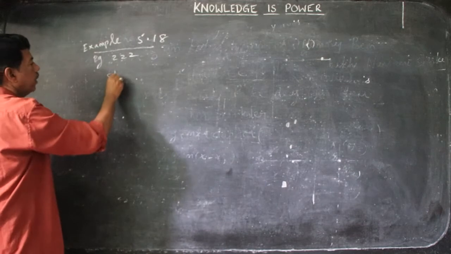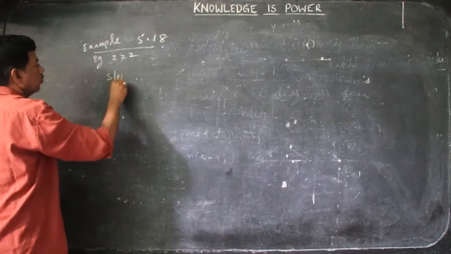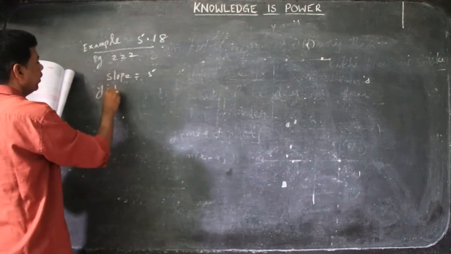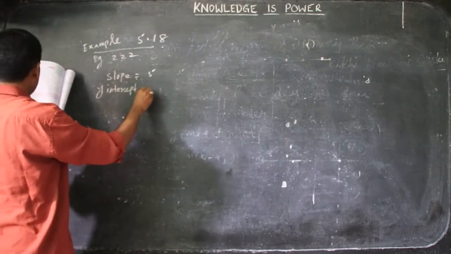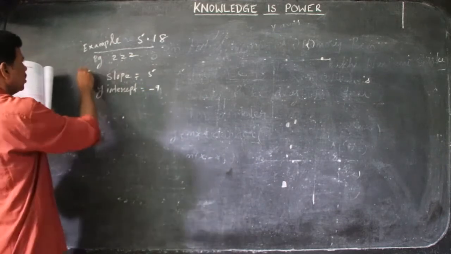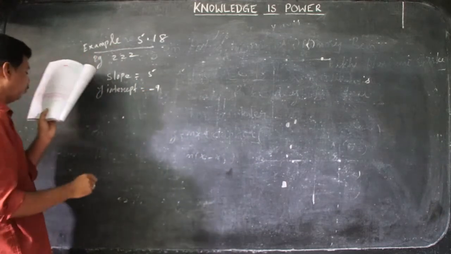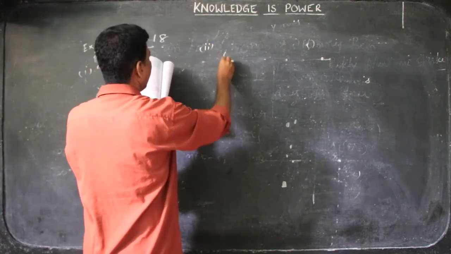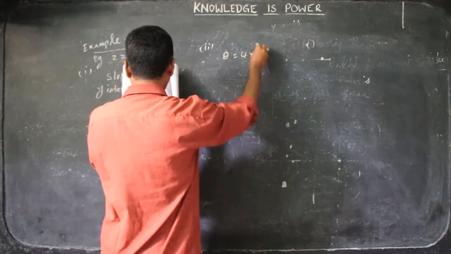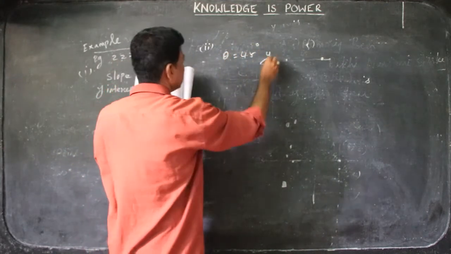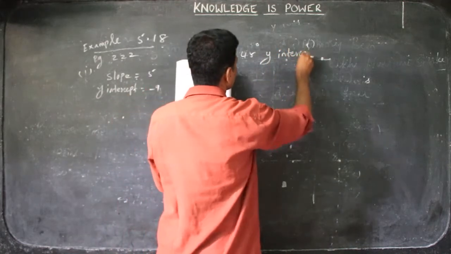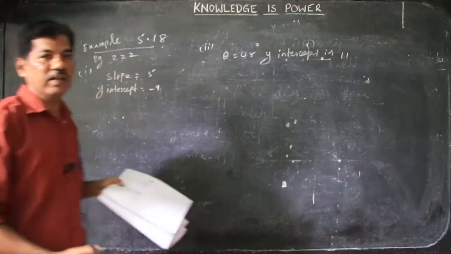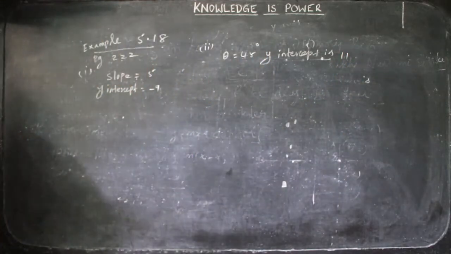Okay, slope. Slope is given as 5, y-intercept is given as -9. So this is the first question in example 5.18. Whereas in the second question, angle equal to 45 degree is given, and y-intercept is 11. See how we can do these sums.